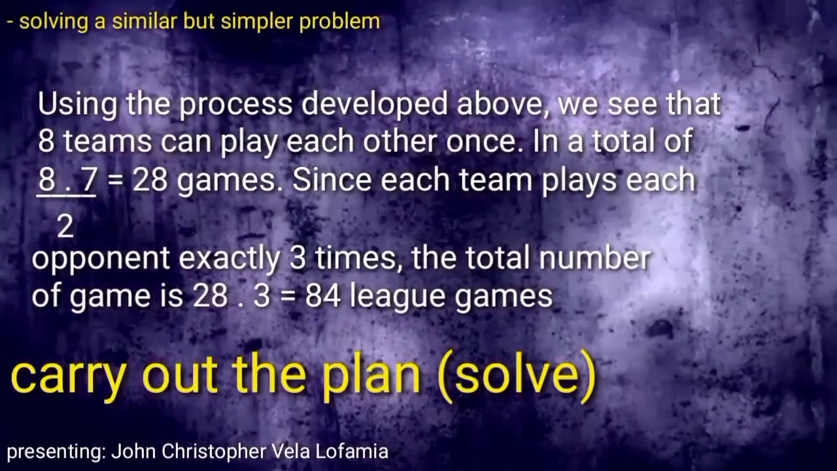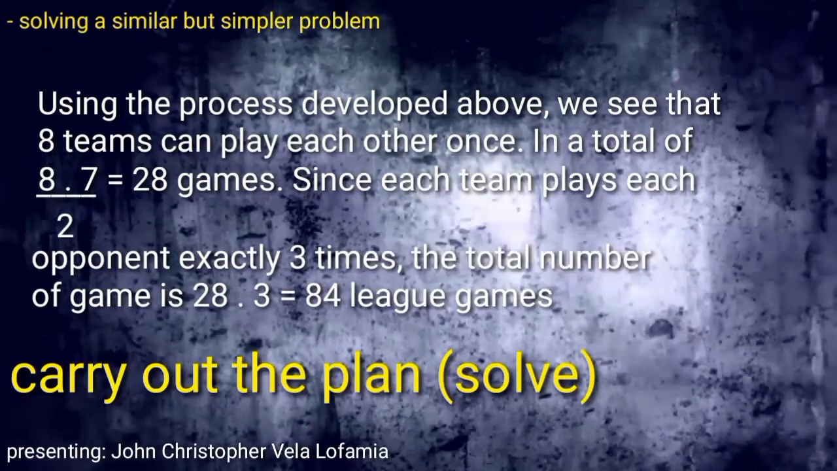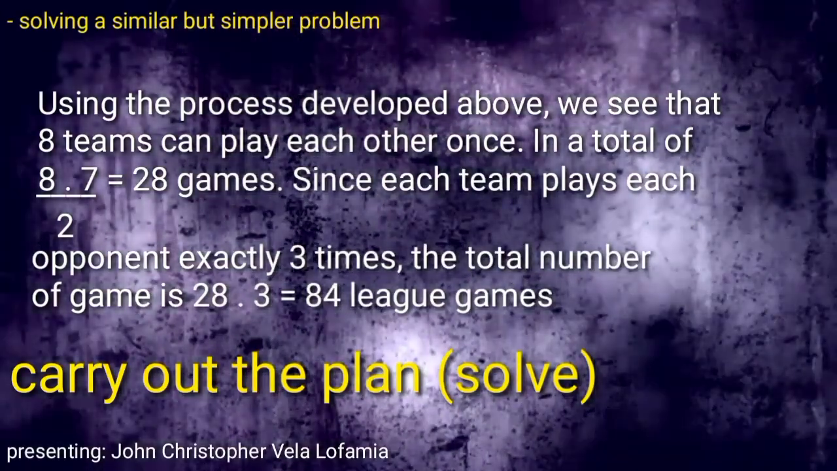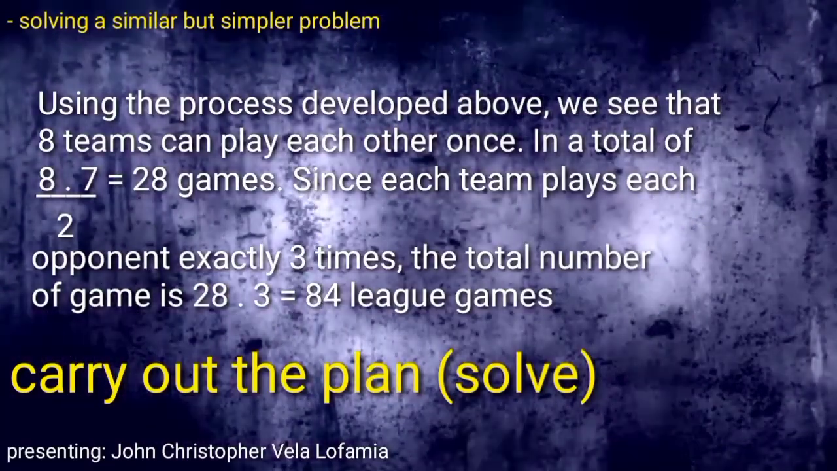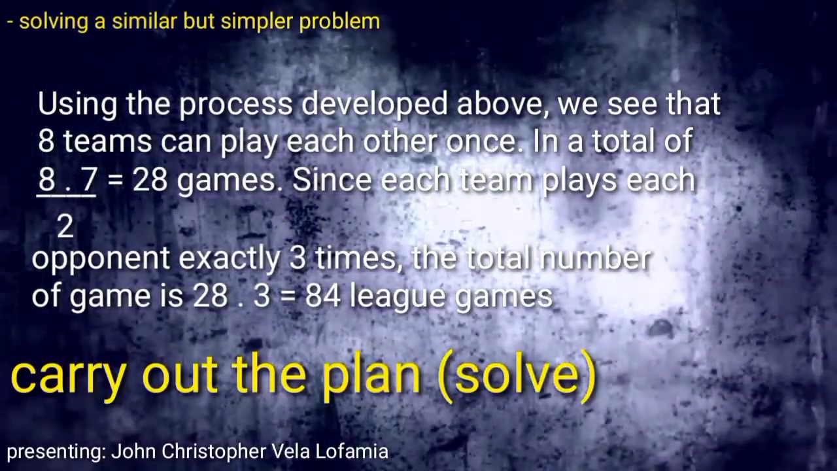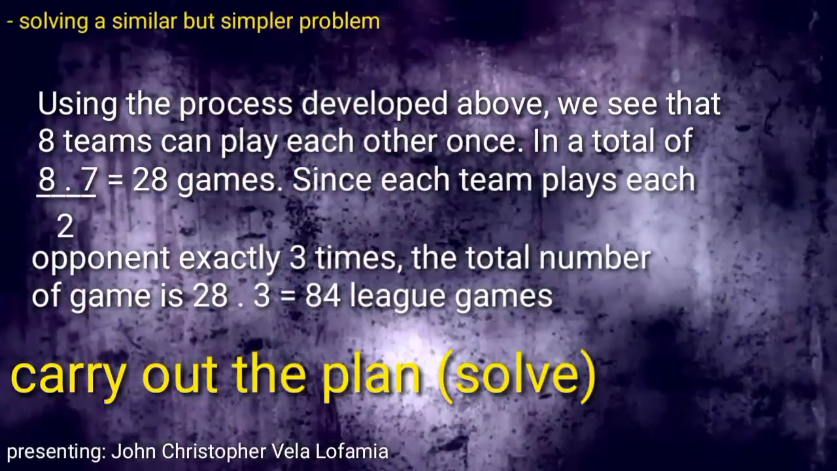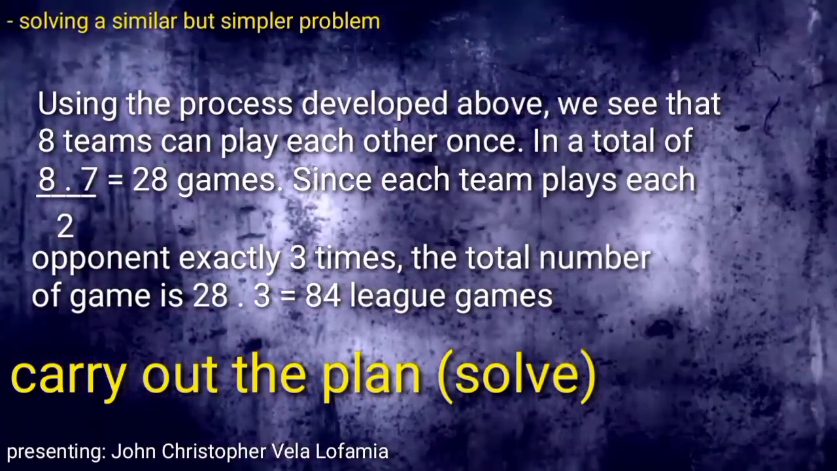Using the process developed above, we see that 8 teams can play each other once, in a total of 8 times 7 divided by 2 equals 28 games. Since each team plays each opponent exactly 3 times, the total number of games is 28 times 3 is equal to 84 league games.